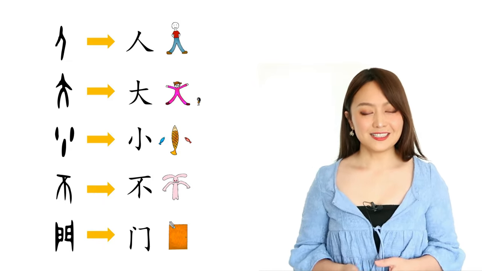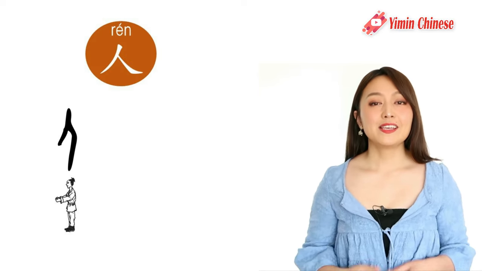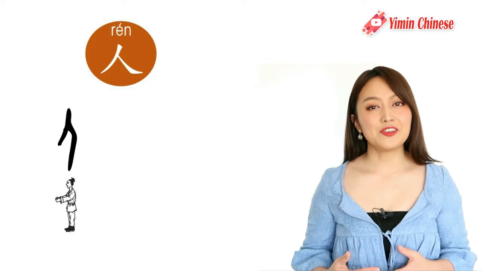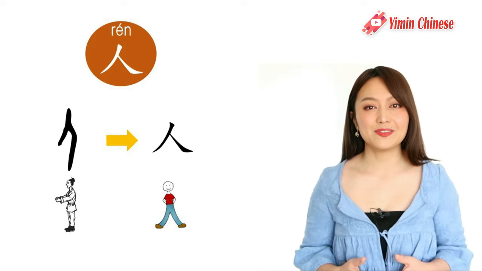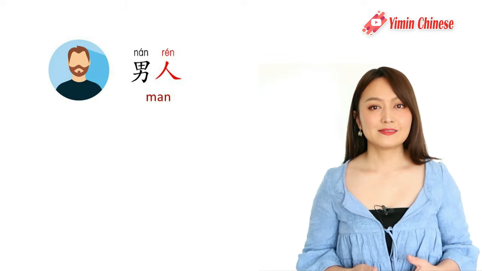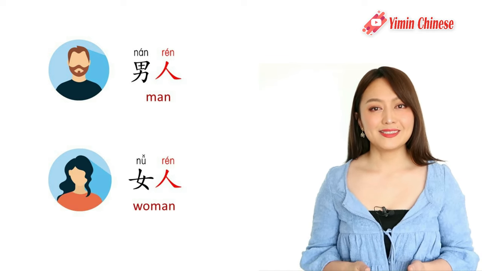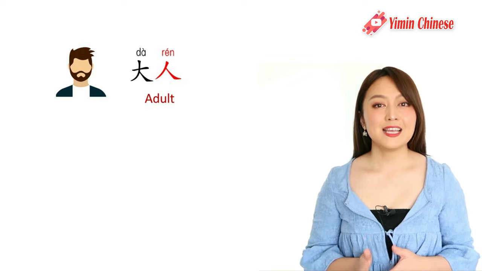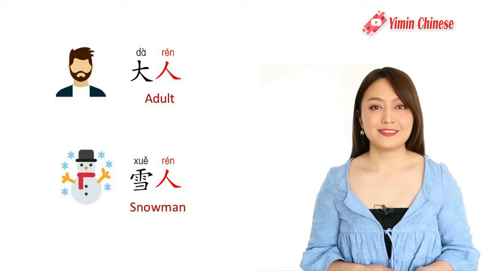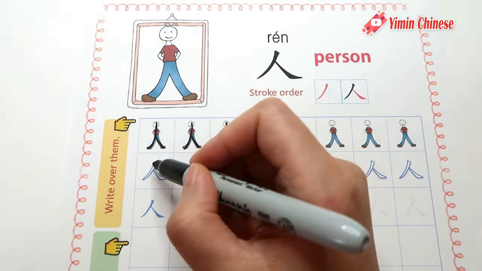Okay, let's get started. 上课。Okay, first character, 人, person. Originally, it looked like this. It's drawn a shape of a person, and after thousands of years of change, now it writes like this. This character forms many commonly used words in our daily life, such as 男人, man, or 女人, woman, or 大人, adult, or 雪人, snowman, and this is how we write this character.